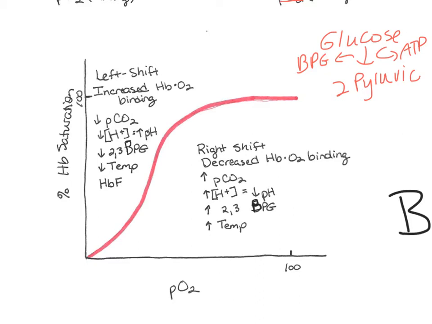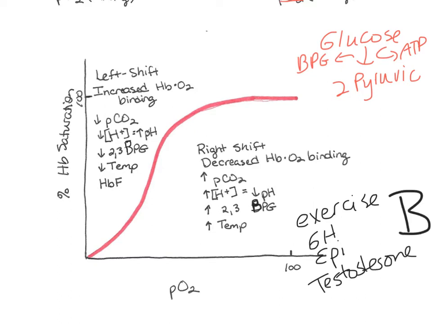BPG is increased by things like exercise, growth hormone, epinephrine, testosterone, and thyroid hormones. Anything that will increase the activity of the tissues will basically increase the production of BPG by the red blood cells. When the plasma PO2 is low for an extended time, the red blood cells are going to generate more BPG and more oxygen will be released from the hemoglobin, actually about 10% more than normal.